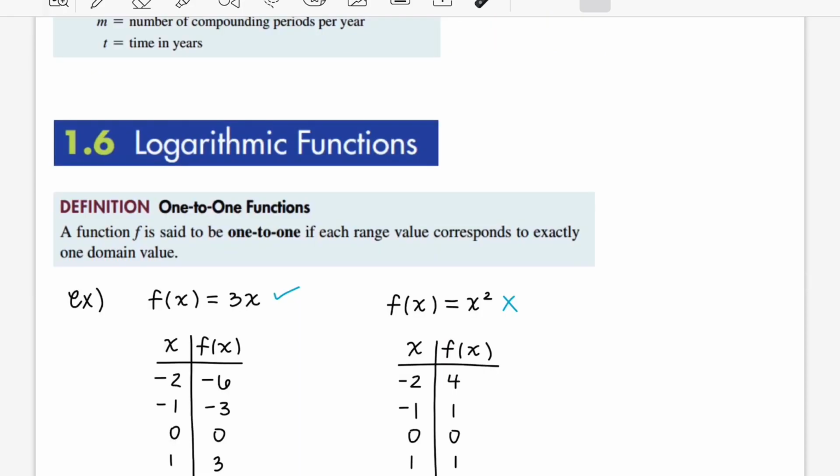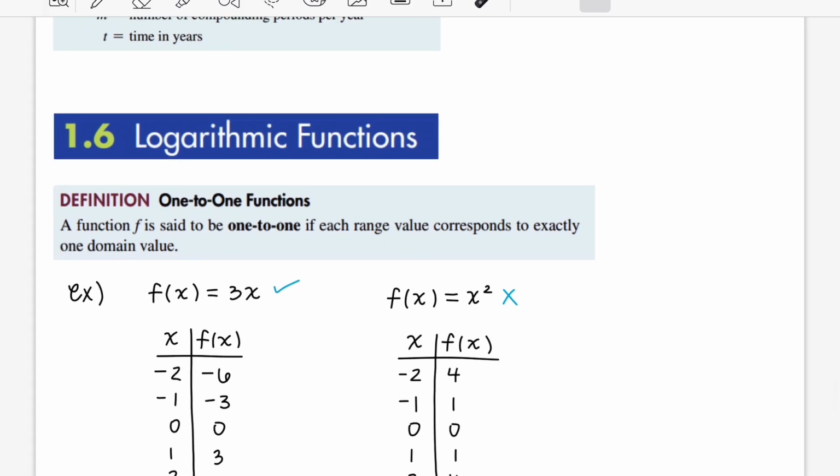All right, now that was section 1.5. And now we're going to talk about section 1.6, which is about logarithmic functions. So we'll start off by looking at the definition of a one-to-one function. So a function f is said to be one-to-one if each range value corresponds to exactly one domain value.